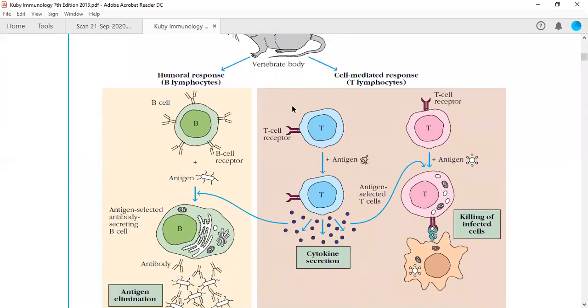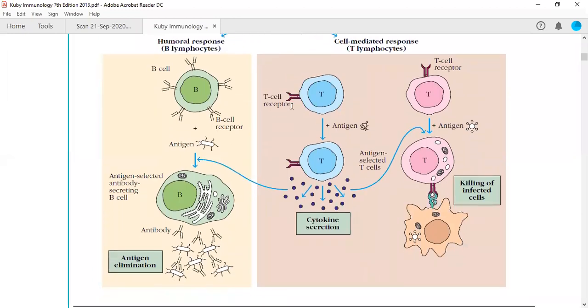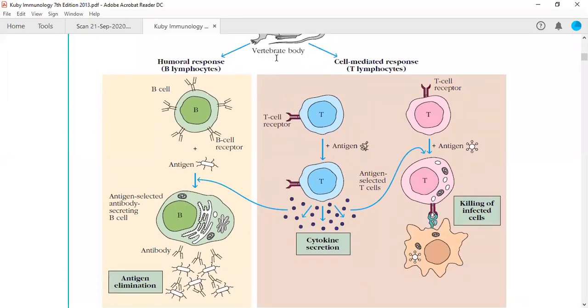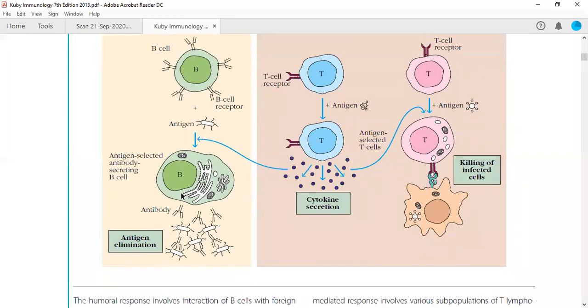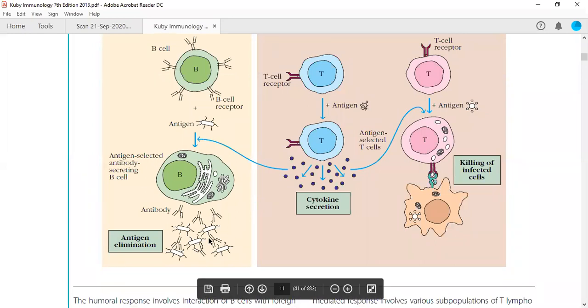So what this particular diagram explains is that this mouse or this vertebrate will show two kinds of responses. One is called humoral response, one is called cell-mediated response. Humoral response is because of B lymphocytes, cell-mediated because of T lymphocytes. Now see this B cell, which is a naive cell, when it comes in contact with this antigen or bacteria, it will differentiate and proliferate into a plasma cell and it will secrete a large number of antibodies.